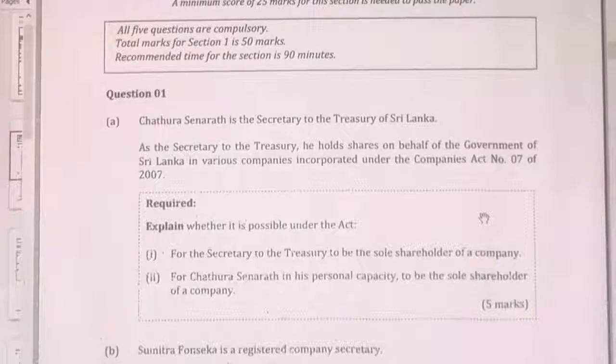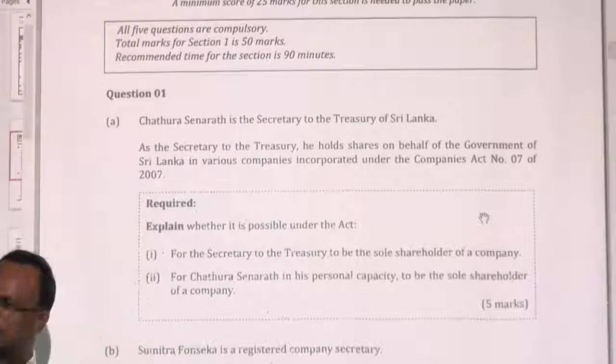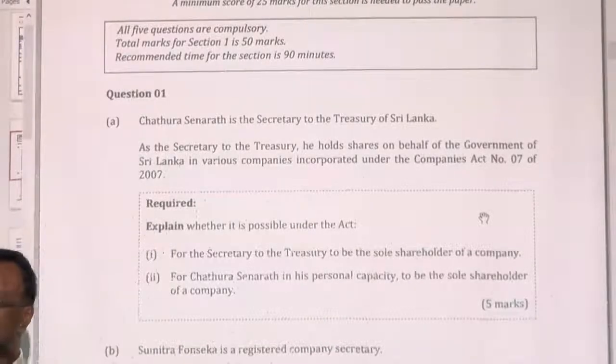Yes, it is. So, what you need to explain here in this answer is that the company law in Sri Lanka allows or permits a single shareholding company to be formed as a public company, where the secretary to the treasury is the sole shareholder. And secondly, is it possible for Chathura Senarath in his personal capacity to be the sole shareholder of the company? No. That is because, as we saw in Benjamin's case, a single shareholder cannot form any of these companies, and the minimum requirement shall be 2 shareholders to form a company.